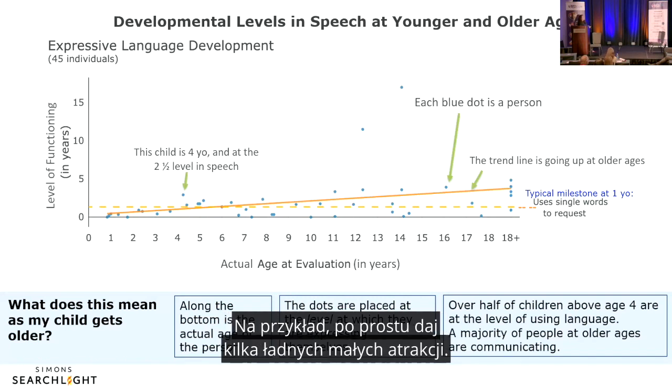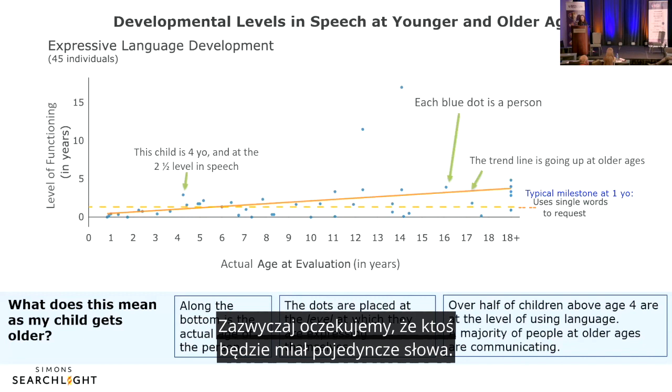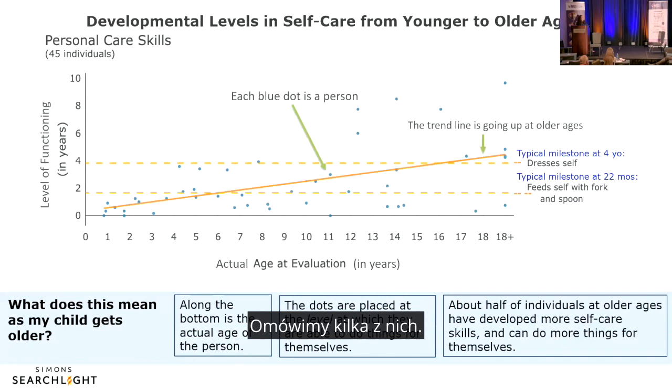So for example, I'll just give some nice little highlights. This is a child who's 4 years old, and at 4 years of age, they're about 2.5 years of age in terms of their level of speech, okay? And this dotted line down here is where at around 1 year old, we typically expect somebody to have single words. Does that make sense for everybody? We'll go through a few of these.